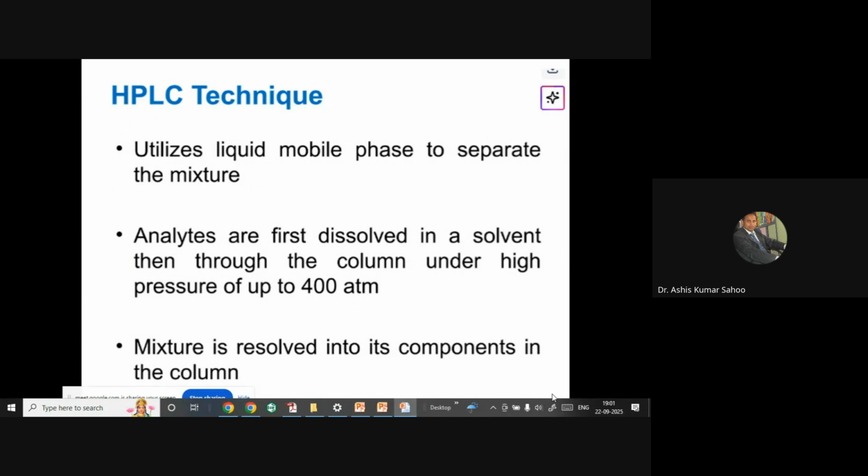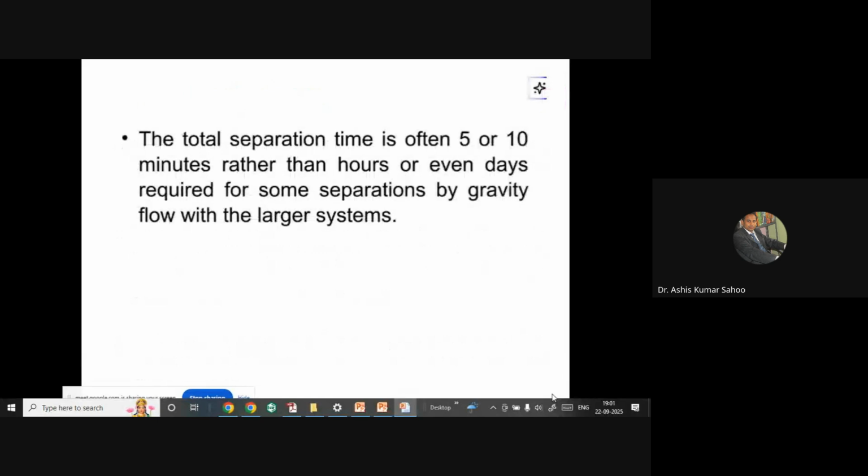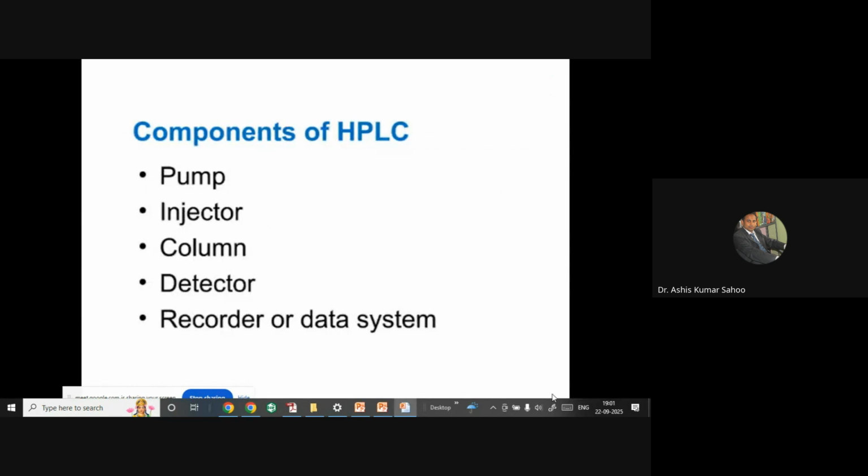The analysis gives fast results, as the column is put under high pressure. Total separation time is often 5 to 10 minutes, so within 5 to 10 minutes the components will be separated, compared with hours or even days in conventional methods. So what components are used? The instrument is made up of a pump, an injector, a column, a detector, and a recorder or data system. So these are the different components used in HPLC.